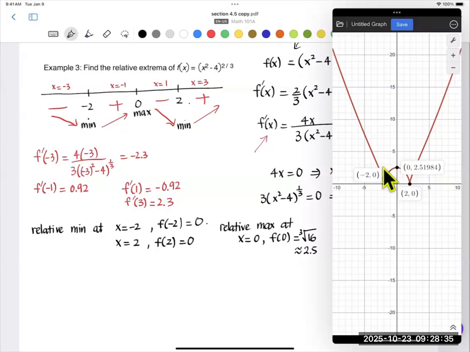Okay, so it's actually pretty much matching our graph. Even though we don't have a graph given, we can still find out what the local max and local min are using the first derivative test.